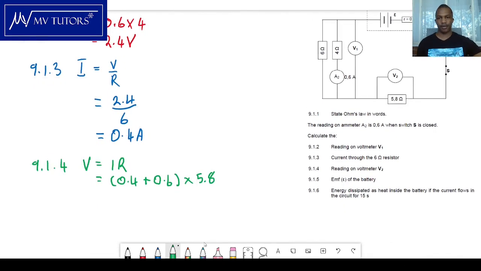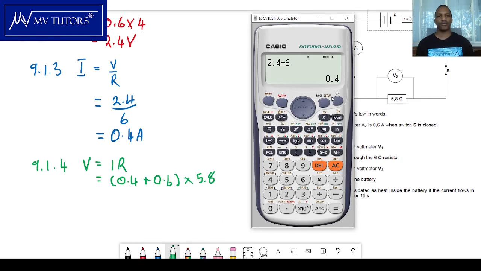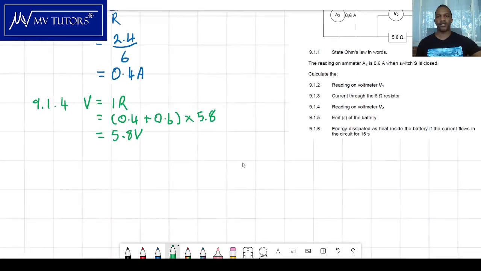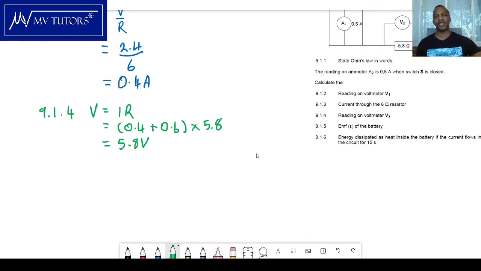Let me bring out the calculator. Open bracket 0.4 plus 0.6, close that bracket, and multiply it by 5.8. We get 5.8. And what is the SI unit for voltage? It is volts. Cool. That's why I was saying think of current as water flowing in a pipeline, and these are just pipelines. That's exactly what's happening. Current flows like water in a pipe.